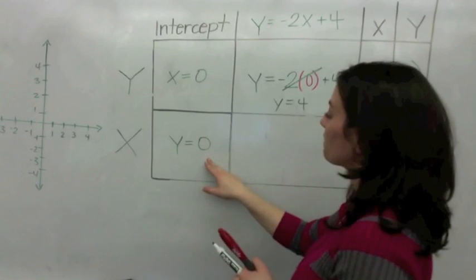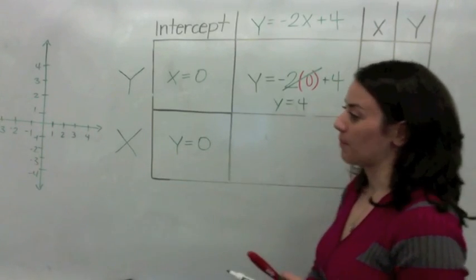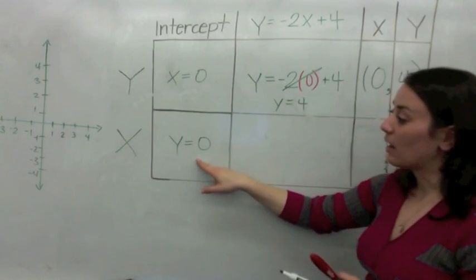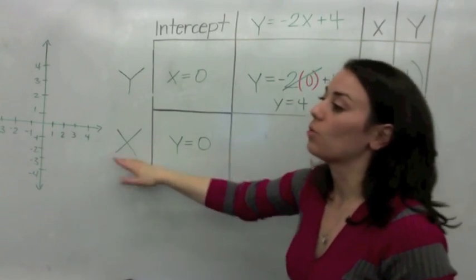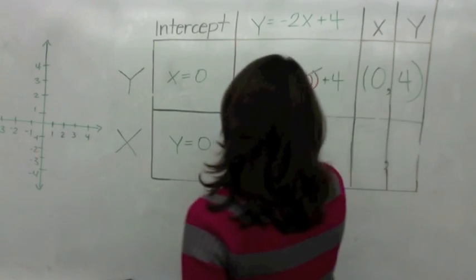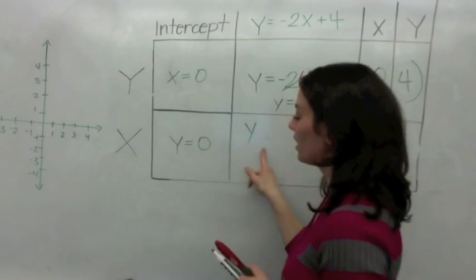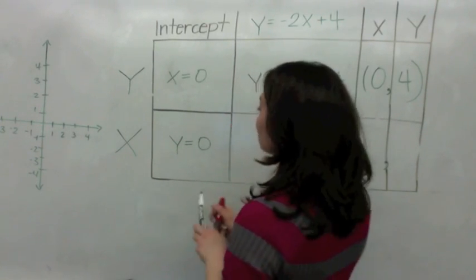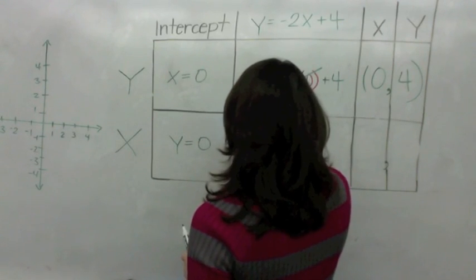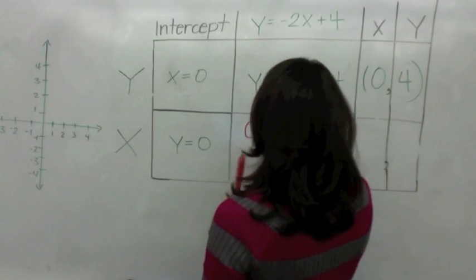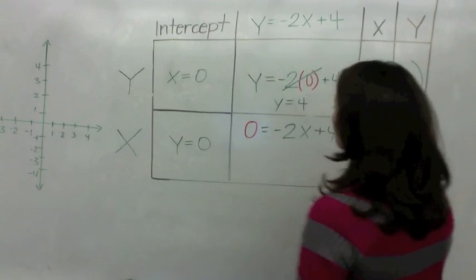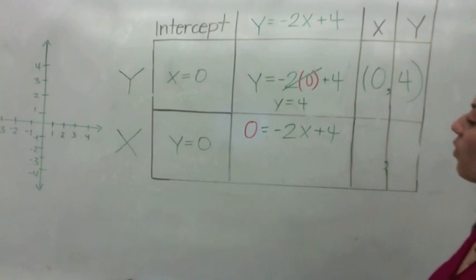Let's try this one. Now we're going to find the x-intercept. When you find the x-intercept, you need to make the y 0. Because if you don't want y, you want x. All right? So we're going to say y. What is y? It is 0. So 0 equals -2x plus 4. Let's take a look at this now. I don't think we've seen this before.